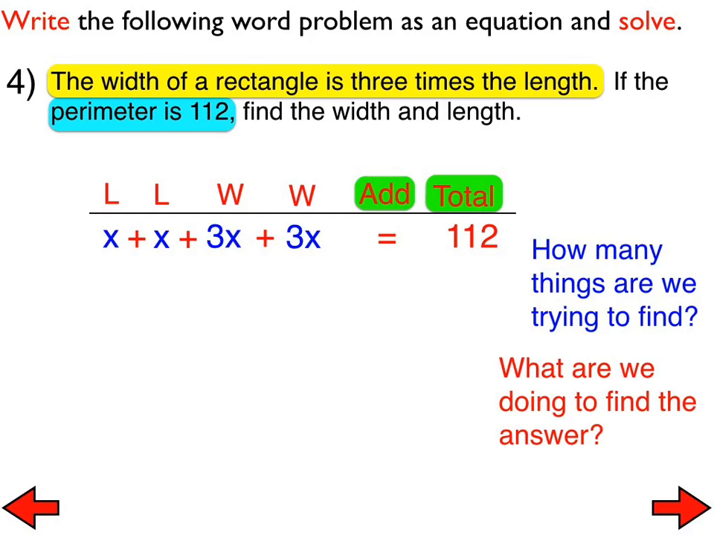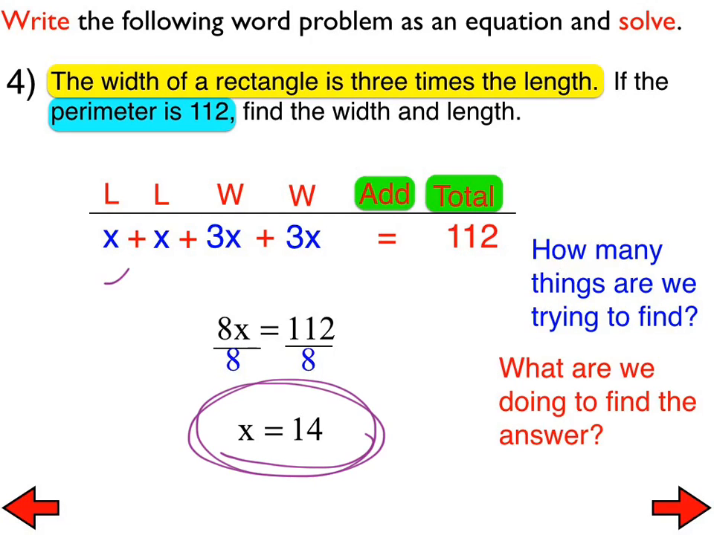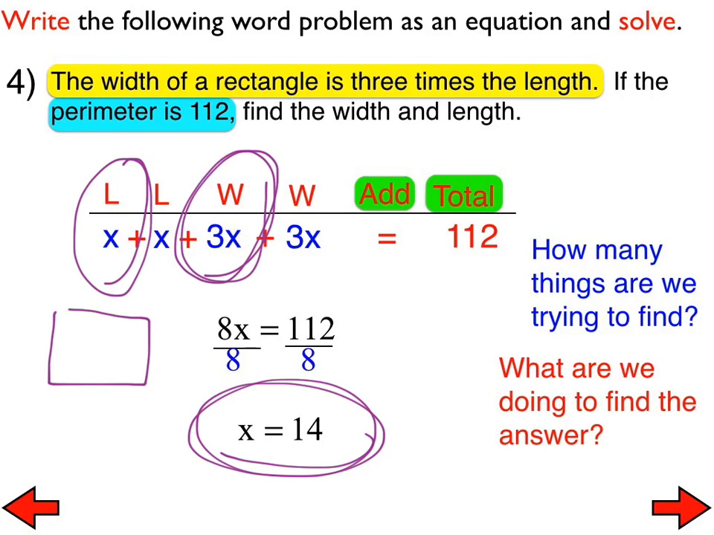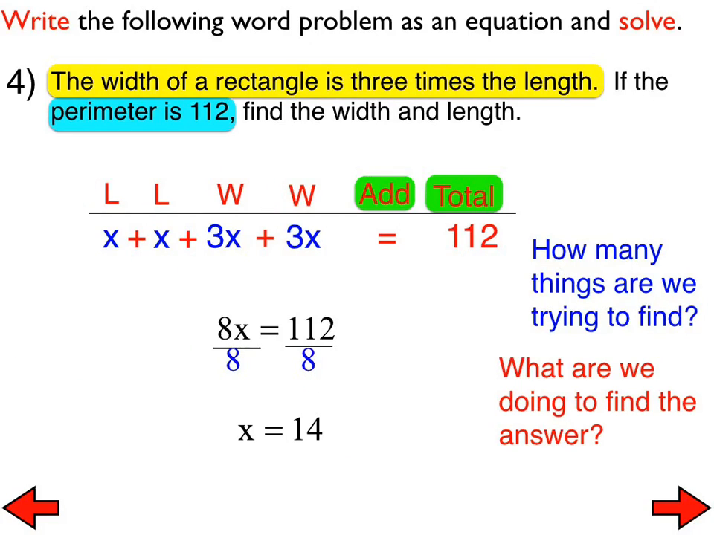Combine like terms, x and 3x, that makes 8 x's equal to 112. You divide both sides by 8, and we get x equals 14. In the context of this problem, that means that the length is 14. To find the width, we multiply that by 3. And remember, we should be checking by labeling our rectangle. 14 times 3 is 42. And when you add up all those sides, that is 112, so that must be correct. So a sentence that would work here is: the length is 14 and the width is 42.